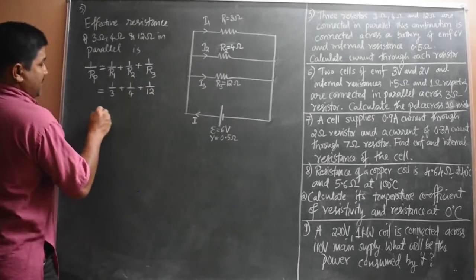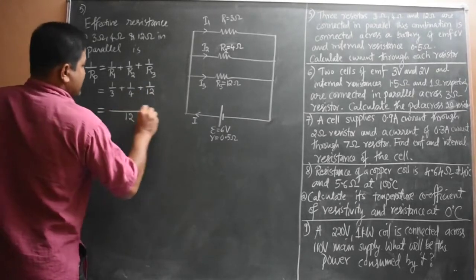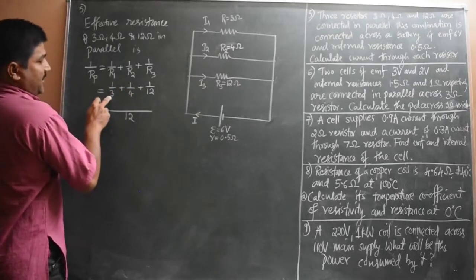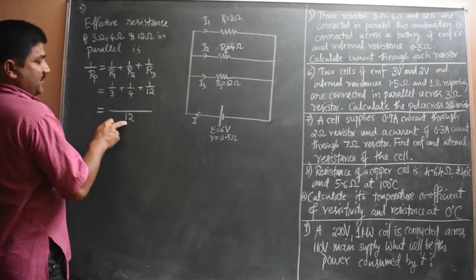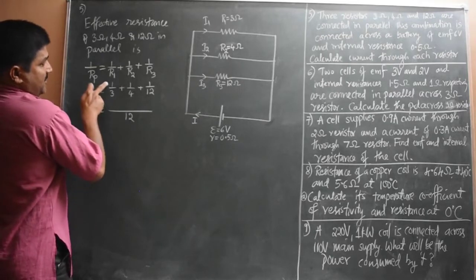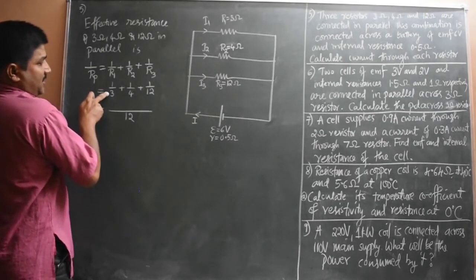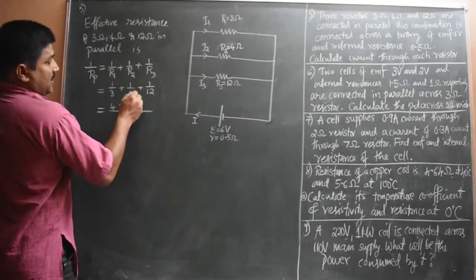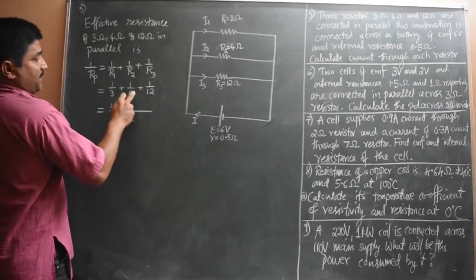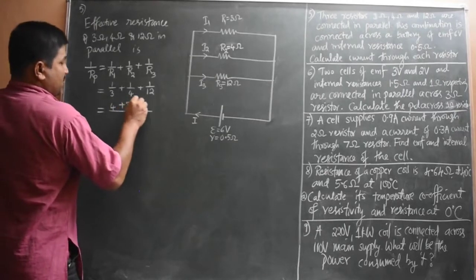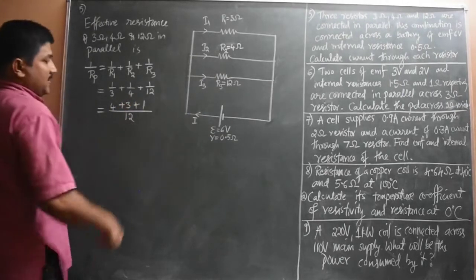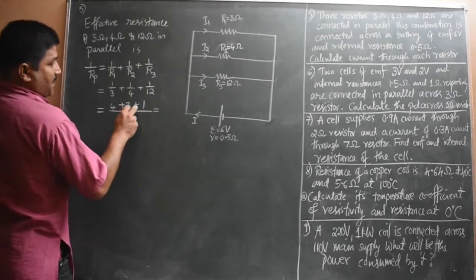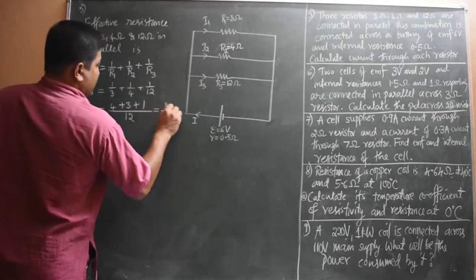Here we can see 12 is the LCM or common denominator. So 1 by 3, multiply by 4 in denominator and numerator, it becomes 4 by 12. Or 12 by 3 is 4, 4 into 1 is 4, like this also you can do. This is our basic maths. Now adding, how much is it? 4 plus 3 plus 1 is 8 by 12.